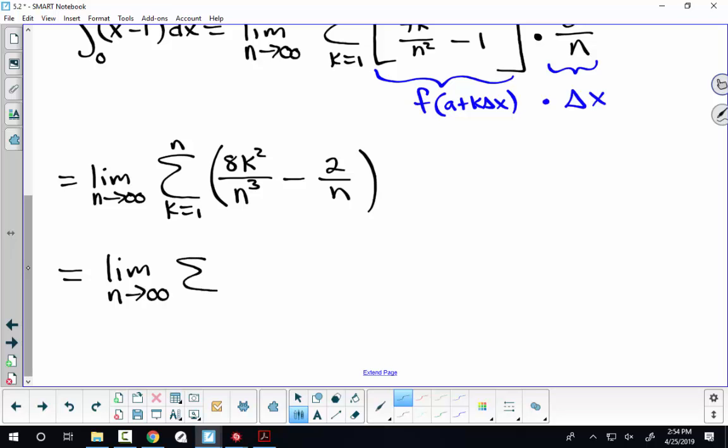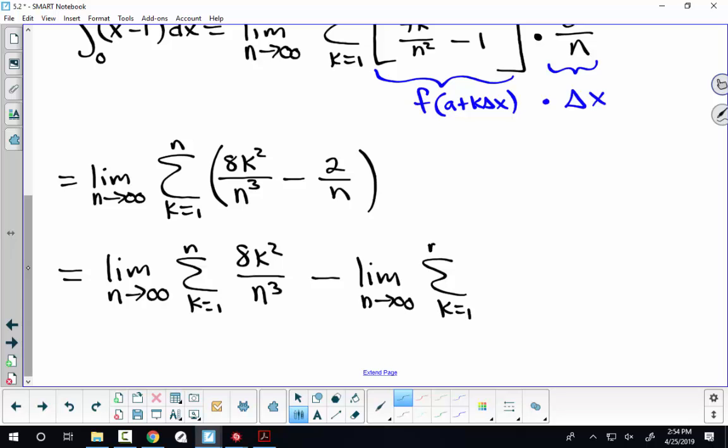So we have the limit of the sum of 8k squared over n cubed, minus the limit of the sum of our 2 over n. And then we can just look at those individually. Is everybody okay with that?